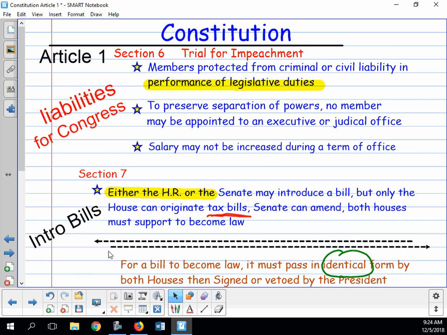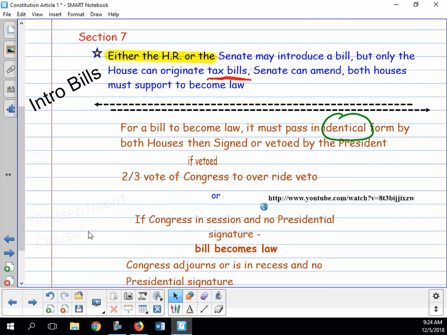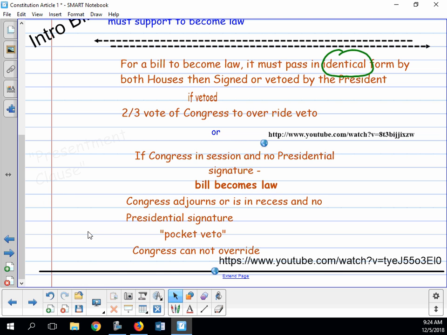And that kind of relates then to this next portion that I'm going to talk about. I'm just going to scroll down here. This has to do with when a bill becomes a law, it has to be in identical form by both houses, and then signed or vetoed by the president. Now, what this is being called is the presentment clause. And yeah, I do expect you to know this is the presentment clause. This whole section here has to do with when a bill has been finalized by Congress and sent to the president. Basically, they are presenting it to the president to decide if he will veto or sign.